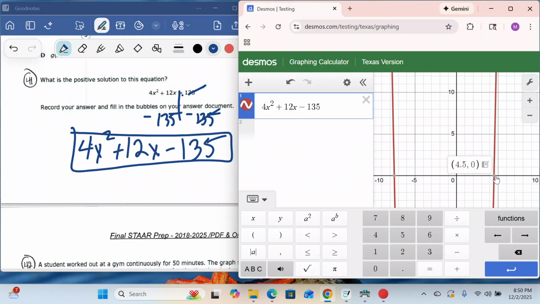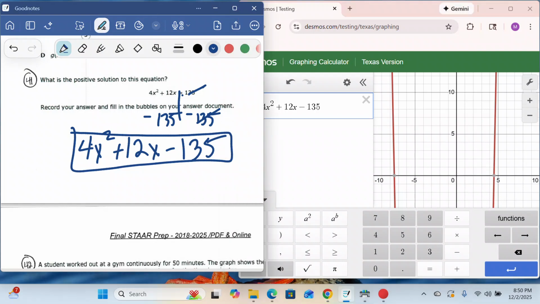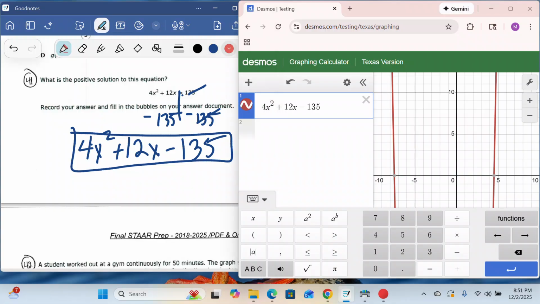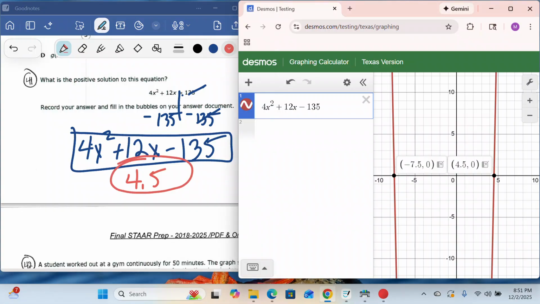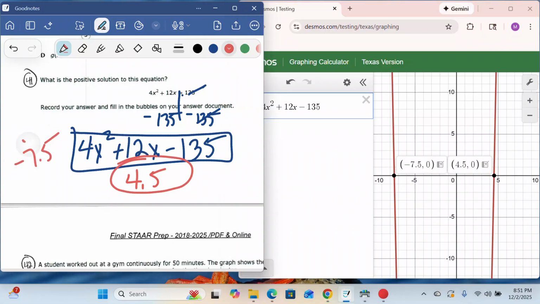But the question at hand here is, what is a positive solution? So a positive solution would be, of course, only 4.5. So this is the answer to this question right here. Now, I don't want to put the other one as negative 7.5 because this is not a positive. They're only asking for a positive solution. So the answer is 4.5. And remember, you can always set this equation equal to 0, and that's the same thing as saying y equals 4x squared plus 12x minus 135. So that solves this problem.